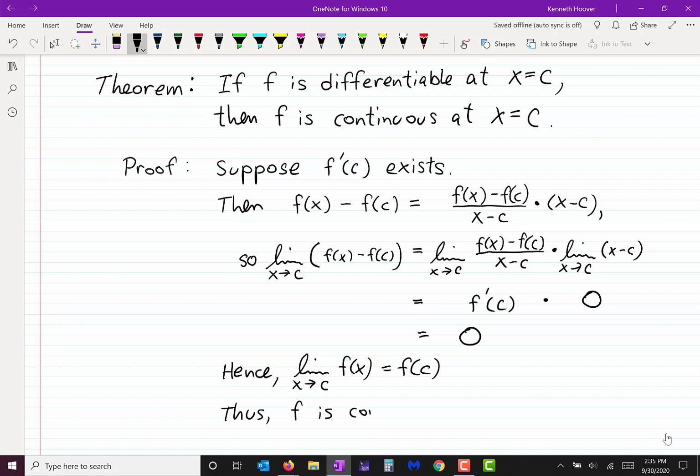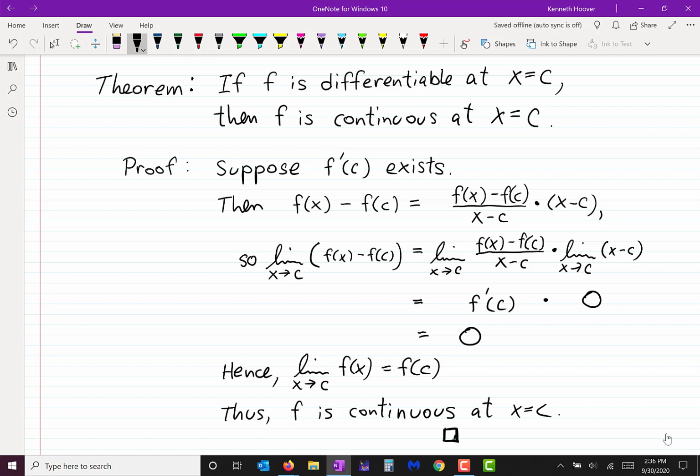That's what it means to be continuous at c. It means the limit of f of x as x approaches c equals f of c. And that's the end of the proof. Mathematicians like to put a box like that at the end of the proof. It's like a period for the proof, saying that that's the end.